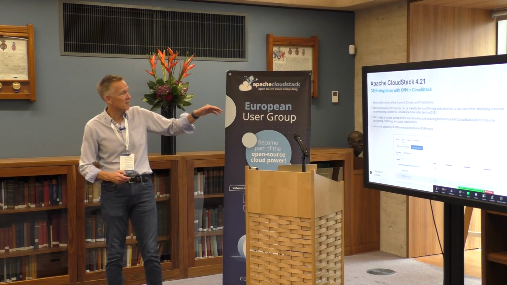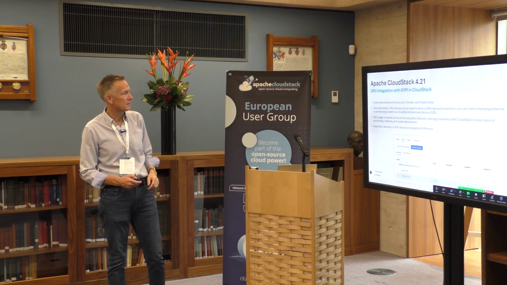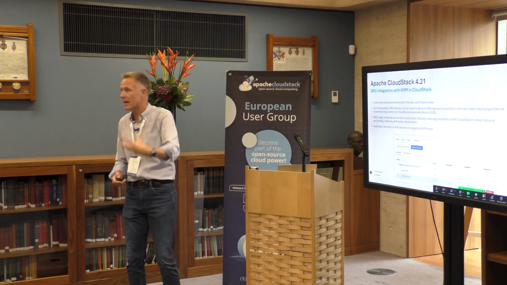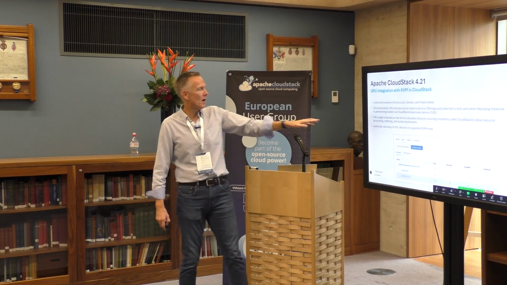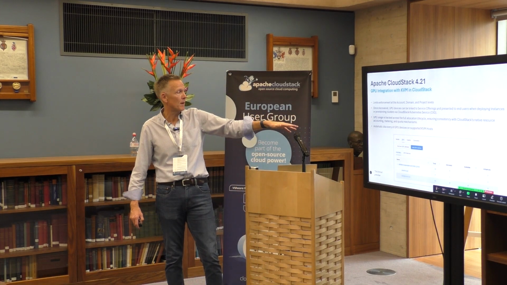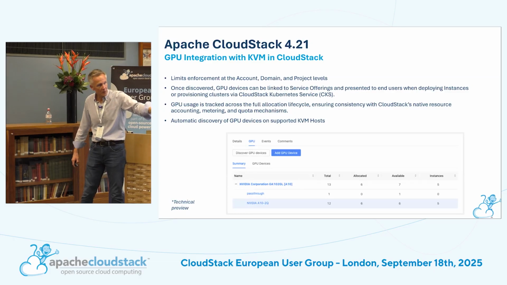Again, just a few headlines there from it. Limits enforcement at the account, domain and project levels, can be linked to service offerings. The usage is tracked, so if you're thinking about your billing or your usage, you can track it from regards to usage and billing as well, if that's how you're going to set your billing up. And it's automatically discovered on the supported hosts.